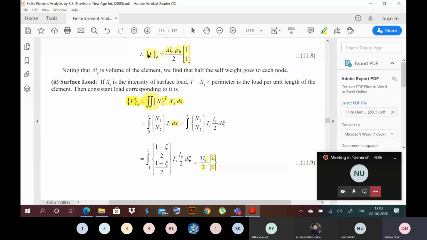Understood? So for the first element, it will be A1, LE1, rho by 2, 1. For the second element, it will be A2, LE2 into rho by 2 into 1, 1. For the third element, A3, LE3 into rho divided by 2, 1, 1. Rho is constant, same for all the elements. So that way, we will get 4 such vectors. All these vectors you have to assemble. That will be your body force vector.